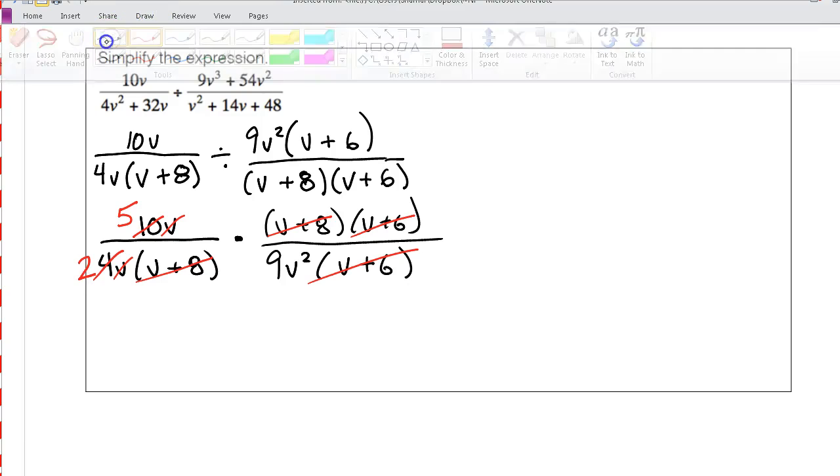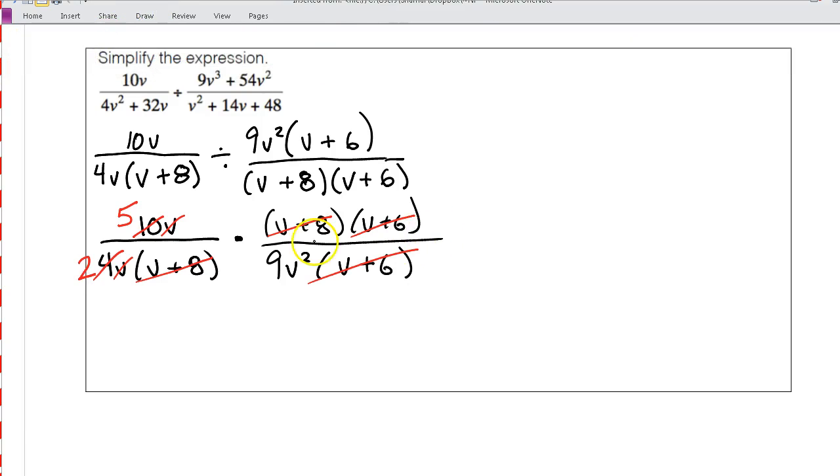Then all we need to do is multiply straight across to see what else is left. The only thing left in my numerator is a 5. And on my denominator I have 2 times 9v squared, which leaves me 18v squared. So there's our final answer.